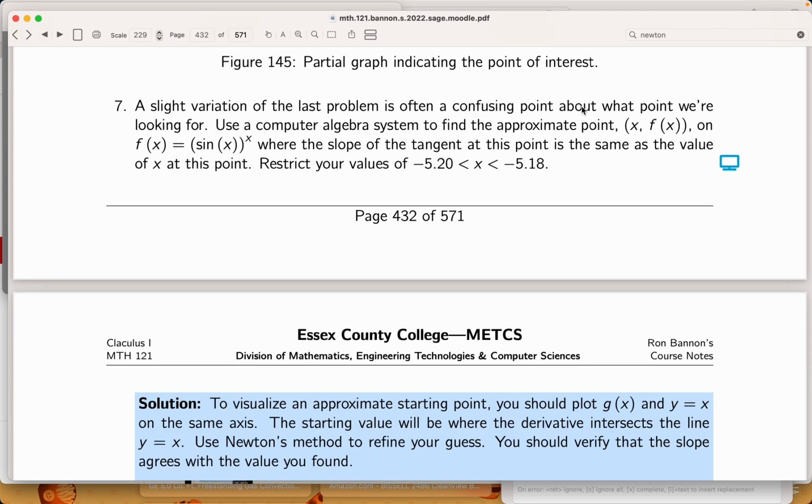This is a slight variation of the last problem. It's a more confusing problem, actually. Again, it says use a computer algorithm to find an approximate point on the function f of x. Again, the function's the sine of x raised to the power x, where the slope of the tangent at that point is the same as the value of x at this point.